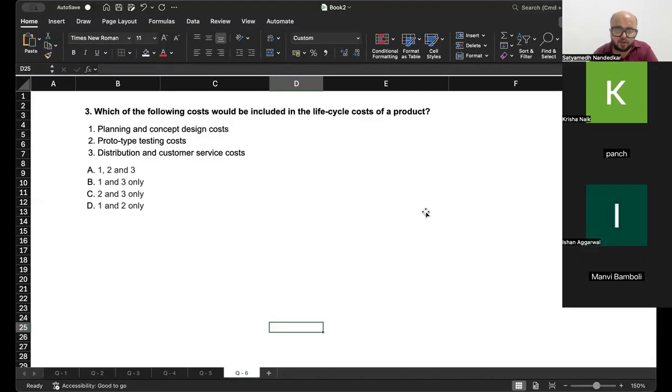Which of the following costs would be included in the life cycle cost of the product? Now, how can ACCA try to make things difficult for you? Sometimes the question will say which of the following would not be included in the life cycle cost. So you should be very careful when you are reading the question. What does this one say? This one says which costs would be included: planning and concept design, prototype testing, distribution, and customer service. What do you think, Krisha? Which costs will be included and which won't?